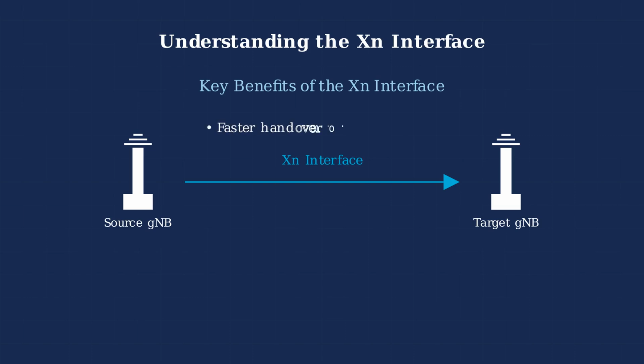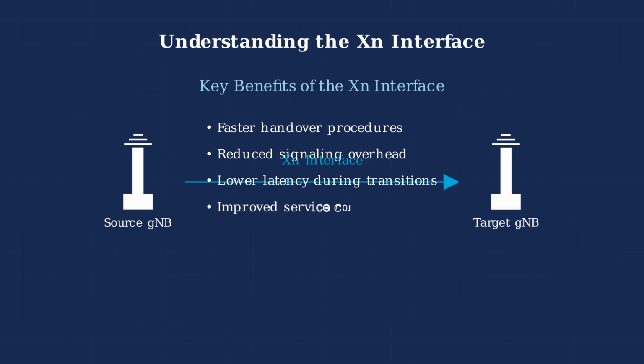The XN interface provides several key benefits for 5G networks, especially during handover procedures. These include faster handover procedures, reduced signaling overhead, lower latency during transitions, and improved service continuity for users on the move. The XN interface specifications are defined in 3GPP technical specifications TS 38.420 through TS 38.425.